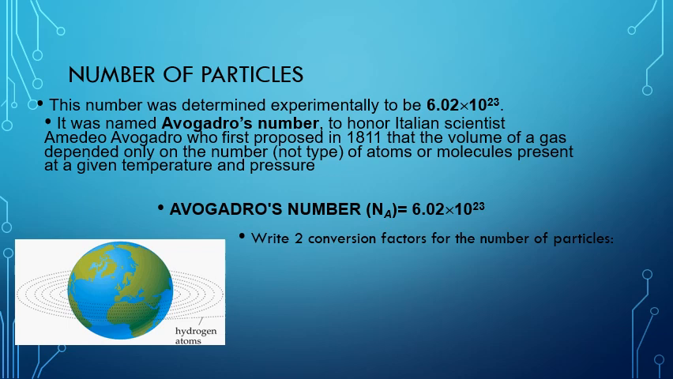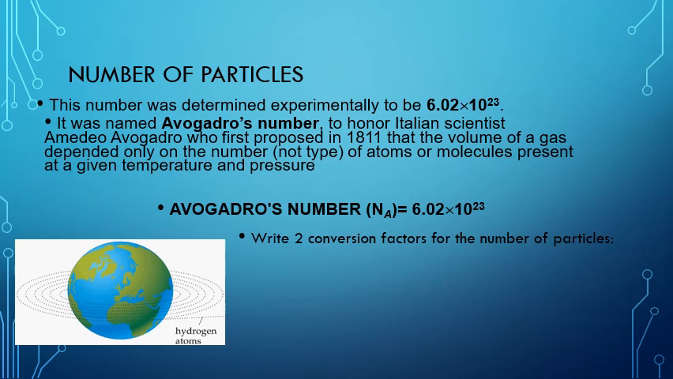So it doesn't matter what the identity is, it just matters what the number of them is at a given temperature and pressure. So we have Avogadro's number, symbol is Na, and it's 6.02 times 10 to the 23rd. Now, just so you get a sense of the scale for this, because that's something that a lot of people always have trouble visualizing.